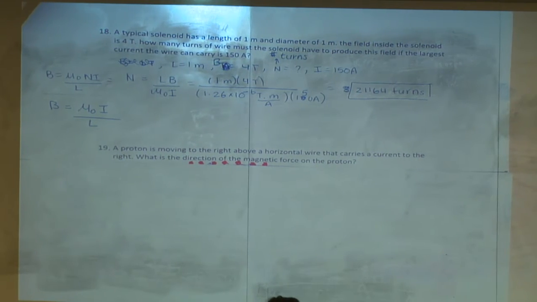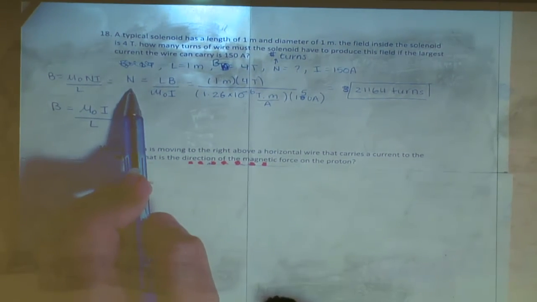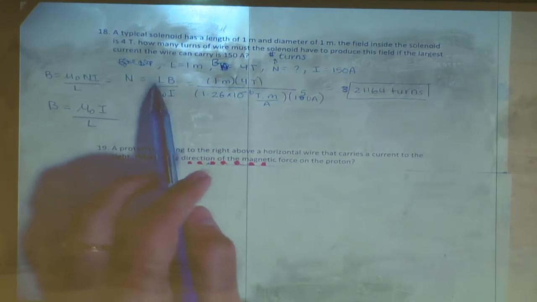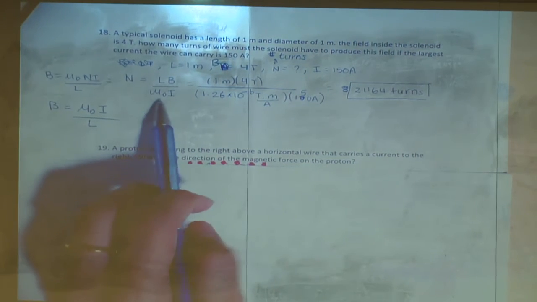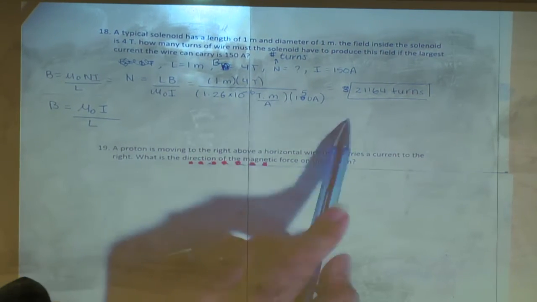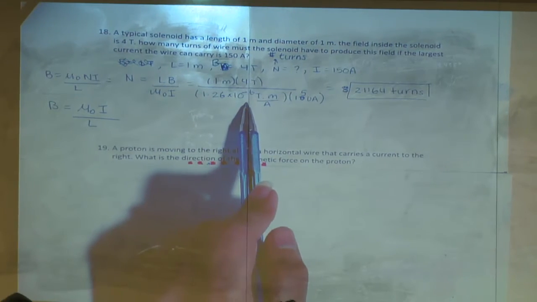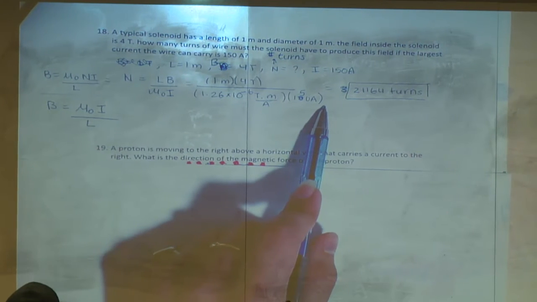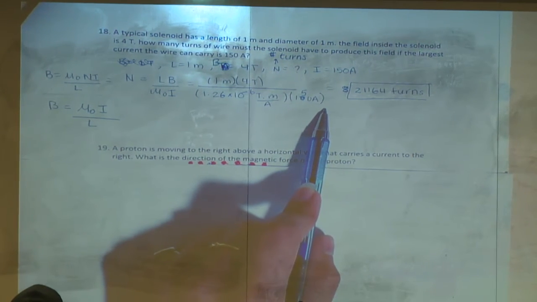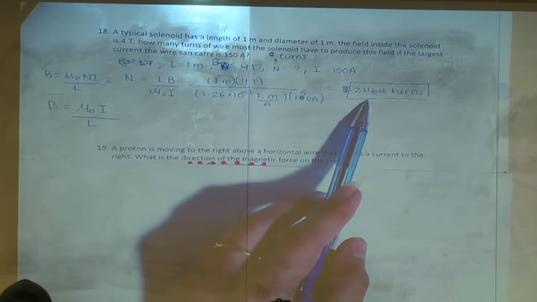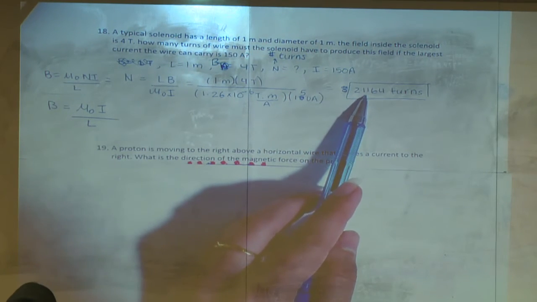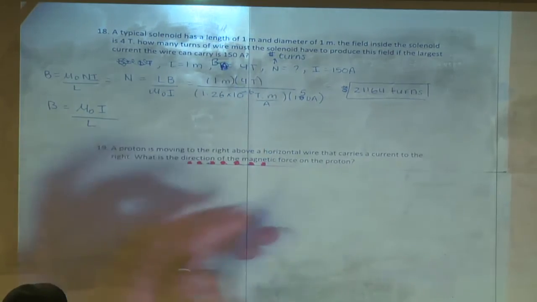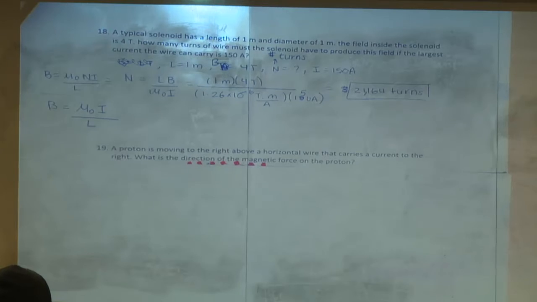Okay, so if we solve for the number of turns, it's the length times field over the constant times current. That will give us 1 meter times 4 Teslas over 1.26 times 10 to the negative 6 Teslas times meters over amps, and then the current is 150 amps. So with the math, it's 21,164 turns. I should put a comma there. There we go.